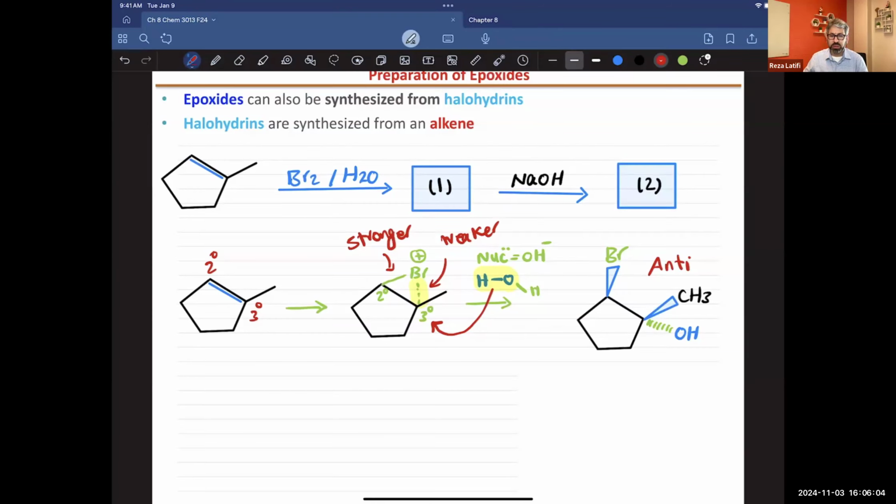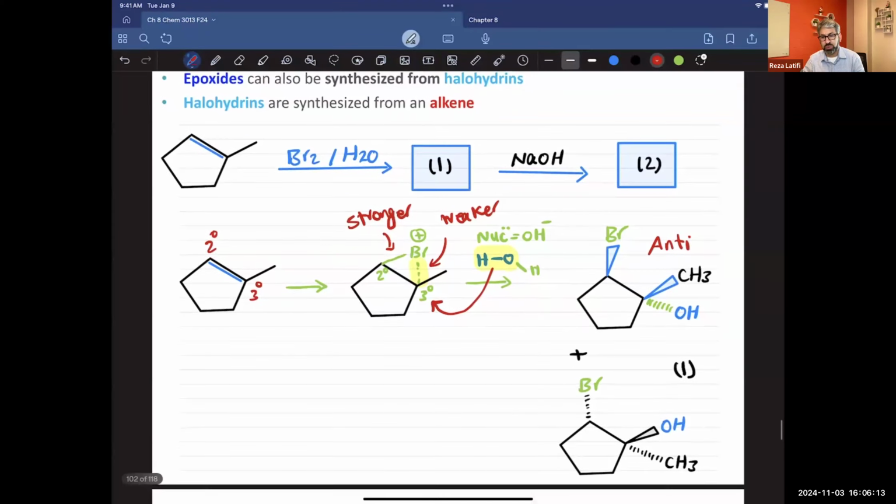Okay. Now, this is one of the products. For the second product, you can put the bromonium at the bottom of the molecule and then add the OH from the top. So you get an enantiomer of it. OH will be on the top, and bromide will be at the bottom of the molecule. So again, the relationship between them is anti-position.